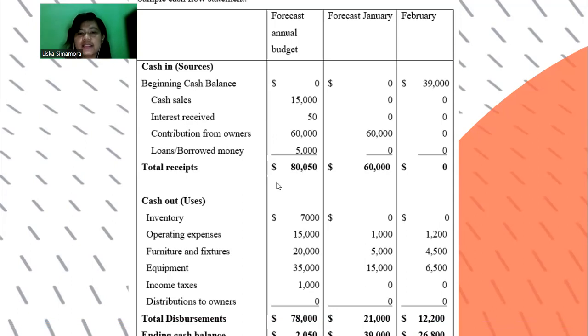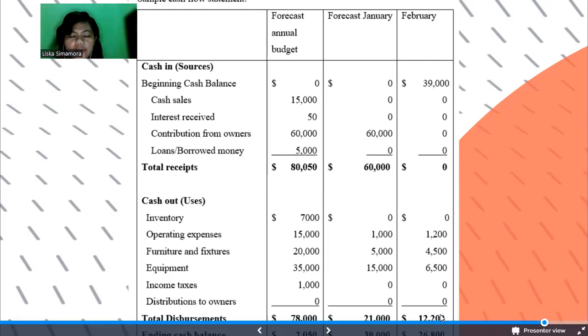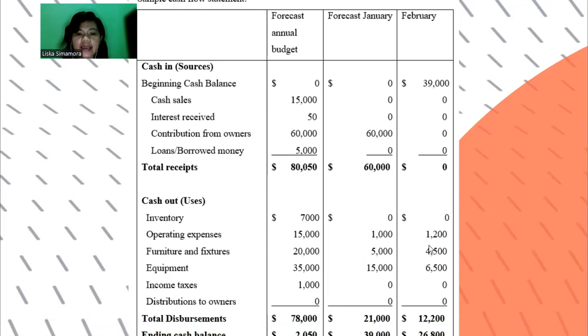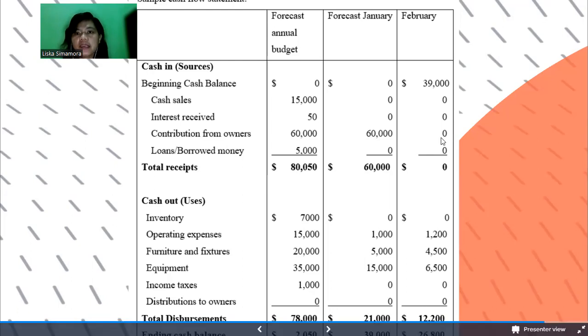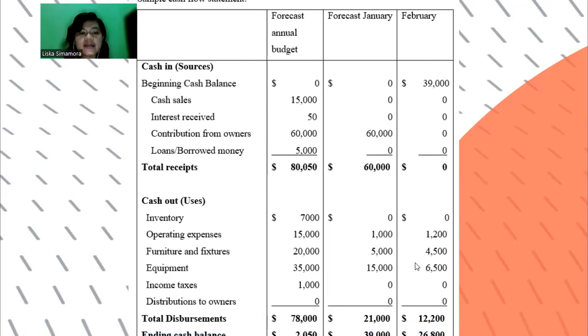So cash out, what are their expenses during this time? They have to prepare for inventory, they have to pay for operating, they have to buy the furniture and fixture, they have to maintain or maybe buy new equipment, they have to pay the income taxes, and they have to pay the distribution fee. In this time they have 78,000, here 21,000, and here only 12,200. So ending cash in the forecast annual budget is 2,050. In January it is 39,000, in February it is 26,800. That is the ending cash balance for each period.